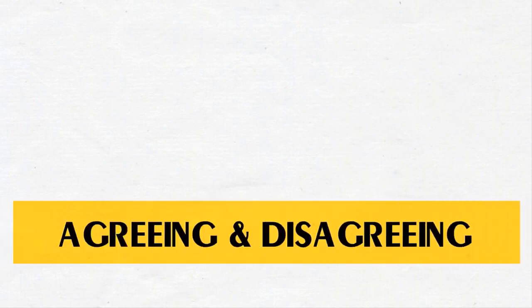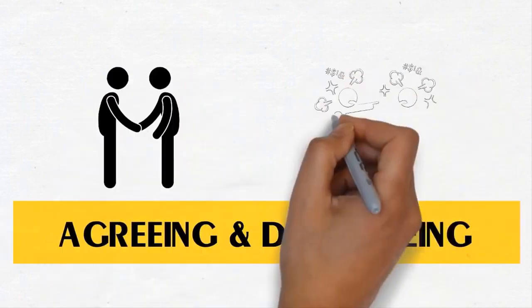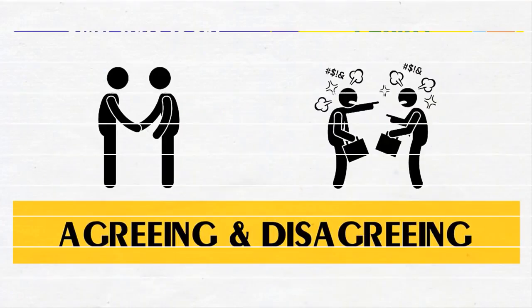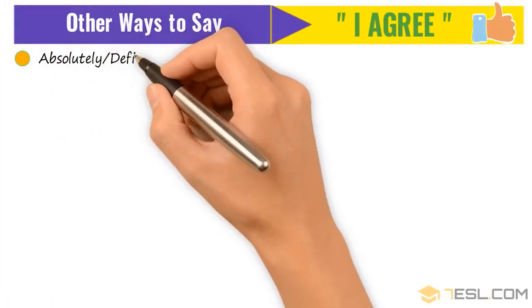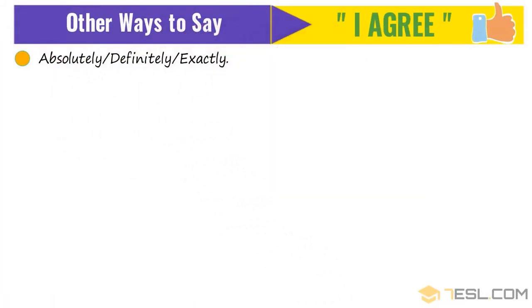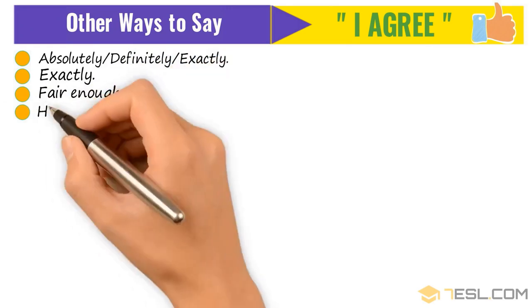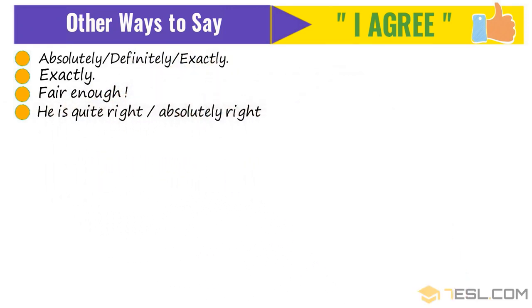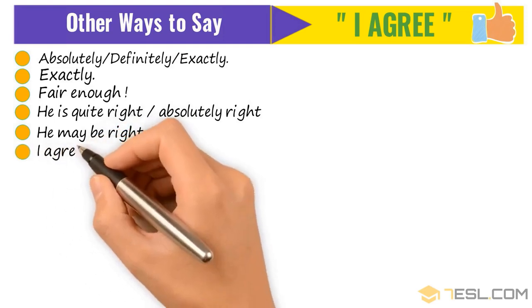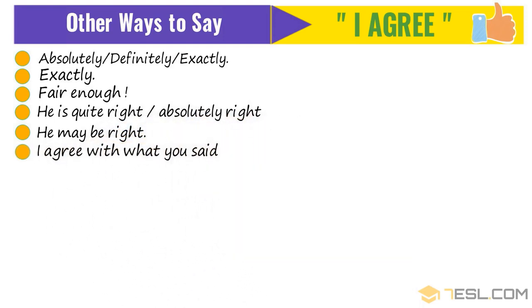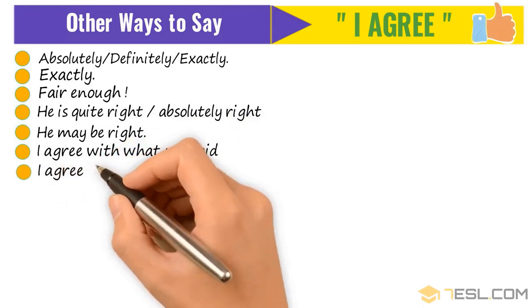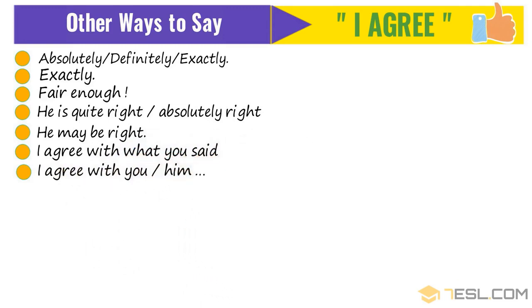Agreeing and disagreeing. Absolutely, definitely, exactly, fair enough, he is quite right or absolutely right. He may be right. I agree with what you said. I agree with you or with him.